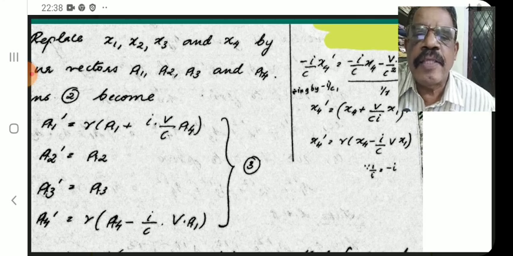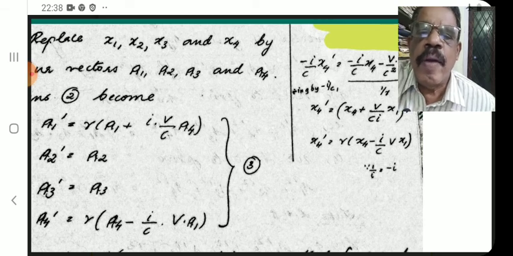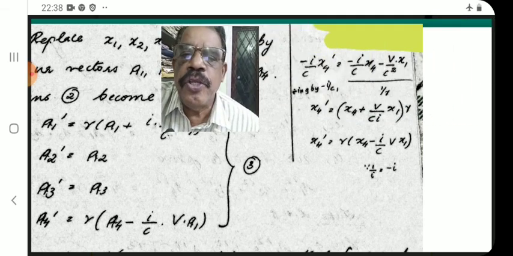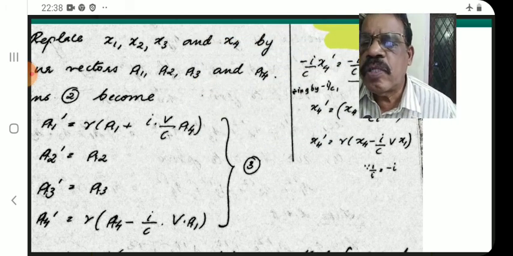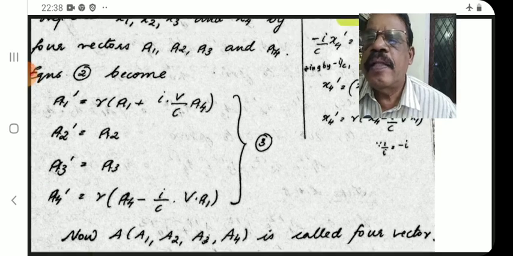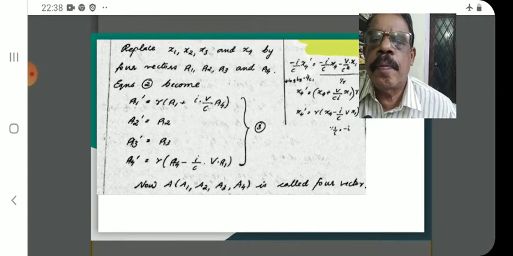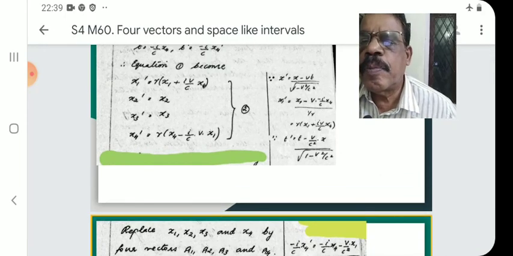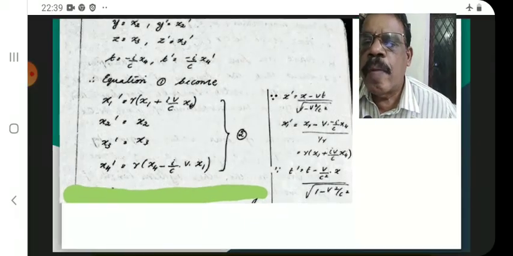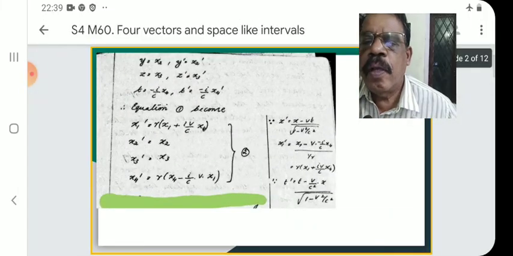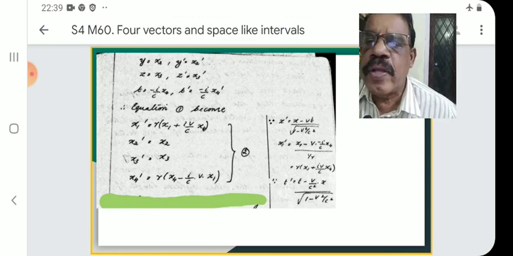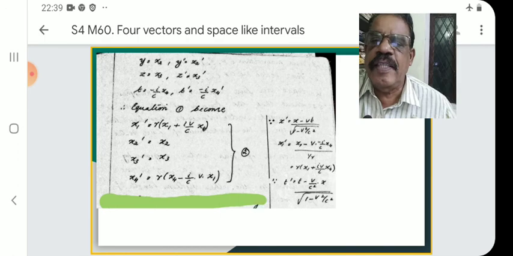1 by i is minus i. So the last step we can write as x4 dash is gamma, with gamma written in front, gamma into x4 minus i by c v x1. And that equation is written here as the fourth one: x4 dash is gamma into x4 minus i by c v x1. Thus, we have replaced the Lorentz transformation in terms of x and x dash.